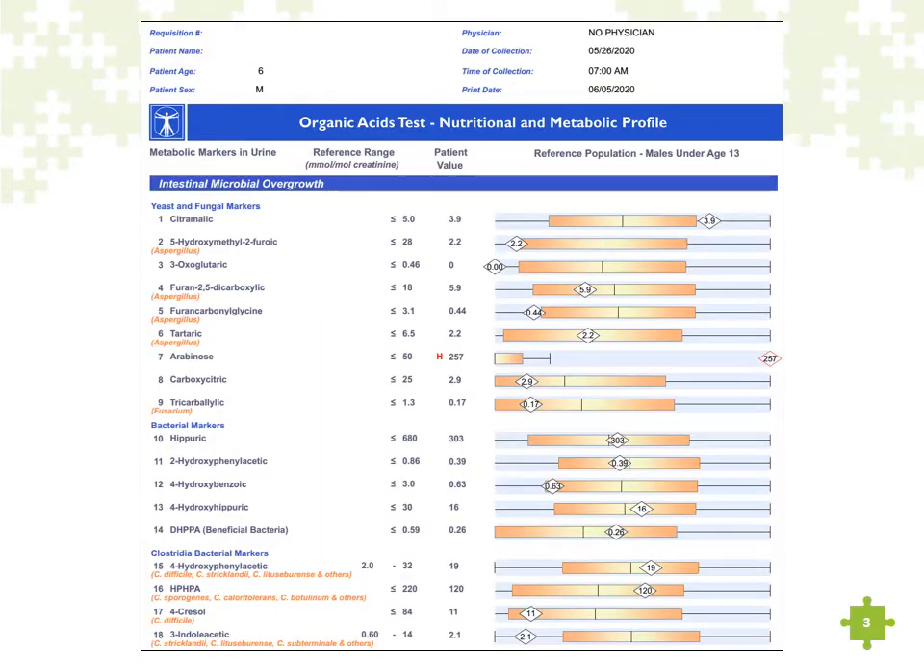So on page 1 of the Great Plains OAT, there's a lot of information looking at bacterial markers, Clostridium markers, but then specifically looking at yeast and fungal markers, giving us indicators of Aspergillus mold exposure, indicating gut colonization of mold, invasive Candida, and a number of other markers linked to yeast.